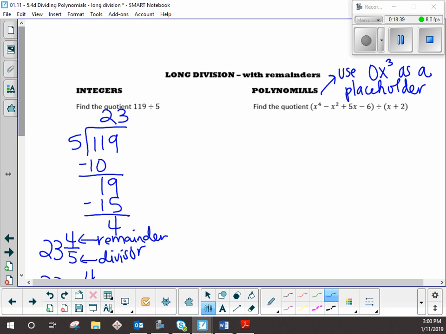So I've got x plus 2 on the outside. And on the inside, I have x to the 4th plus 0x cubed minus x squared plus 5x minus 6.